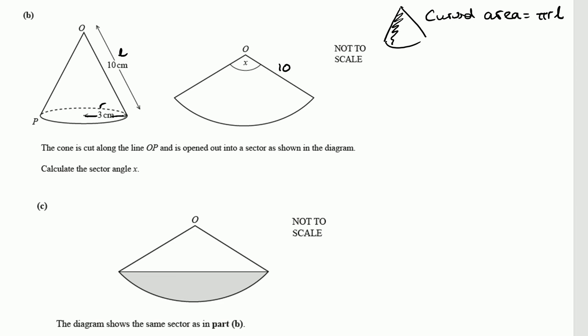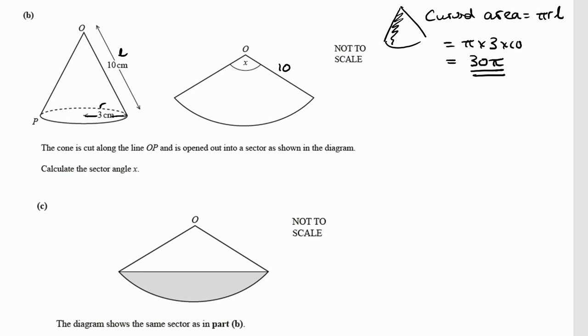So now let's see what we've got. The cone is cut along the line OP and opened out into a sector, and I want to calculate this angle x. Well, I have enough information to work out the area of this curved part of the cone. That curved area is equal to pi times 3 times 10, or 30 pi. I could work that out as a decimal, but just for fun I'm going to leave it as 30 pi, and that means I'll have less in the way of rounding errors later on.